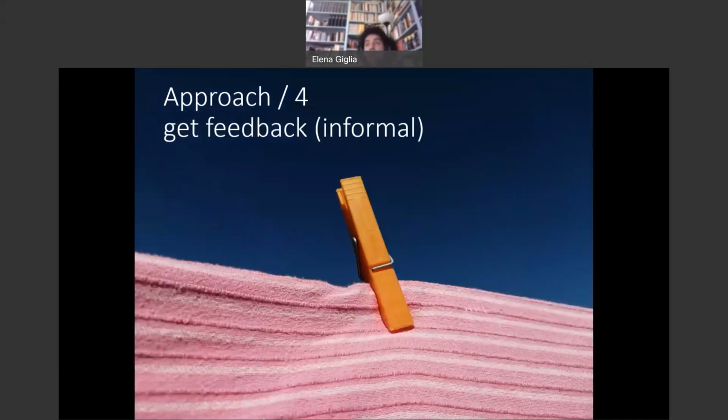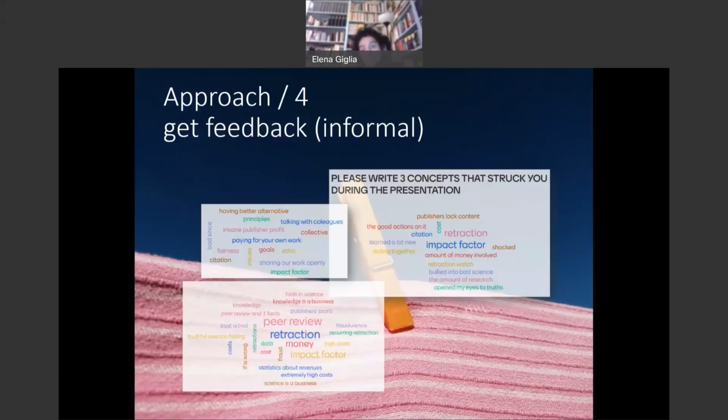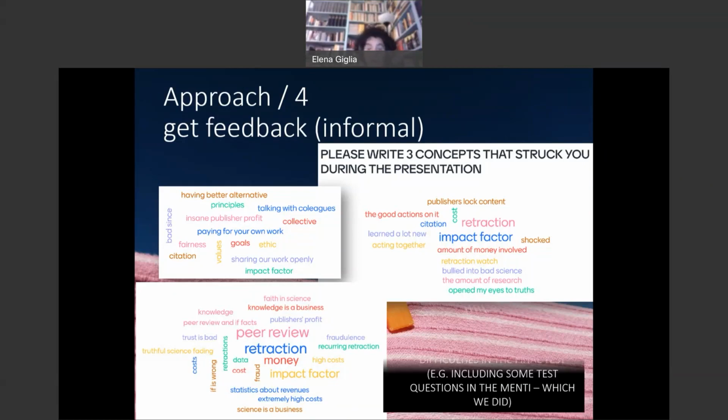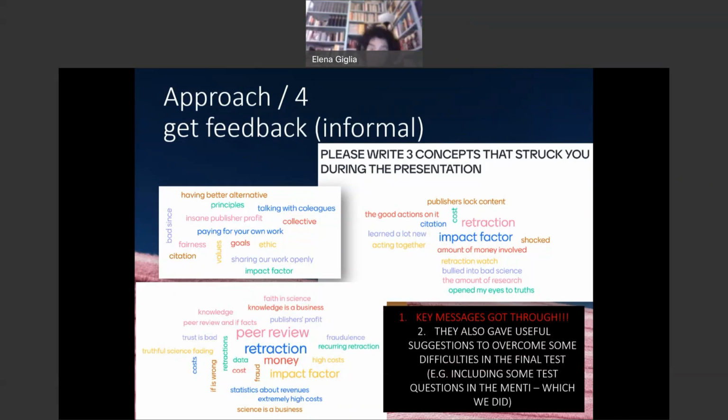Then I always try to get feedback, not like, you know, the satisfaction survey at the end of the course, but asking them in an informal way to write down 3 concepts, 3 ideas that the specific module left. And these are the word clouds coming from the first module, the module about what's wrong. So as you can see here: retraction, the money, the impact factor, science as a business, you pay for your own work, the amount of money involved, and so on. So I'm very happy. I would say that the key messages really go through.